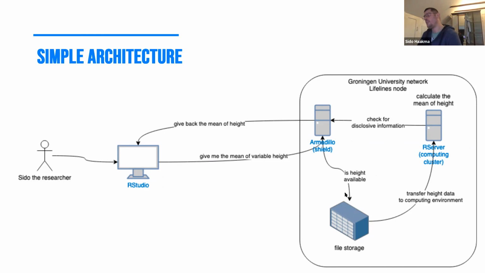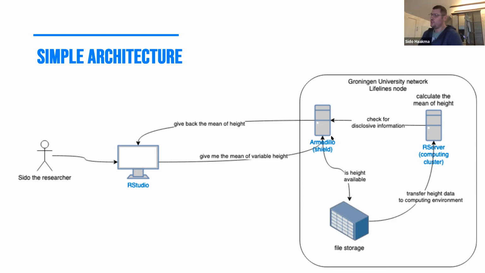So we chose to have a file storage instead of a database as a data source within the Armadillo deployment, because the file storage is compatible with the RServe compute environment. R initially deals with files usually, so for larger data files, the file storage actually serves the RServe compute environment with the data that you need to have here.